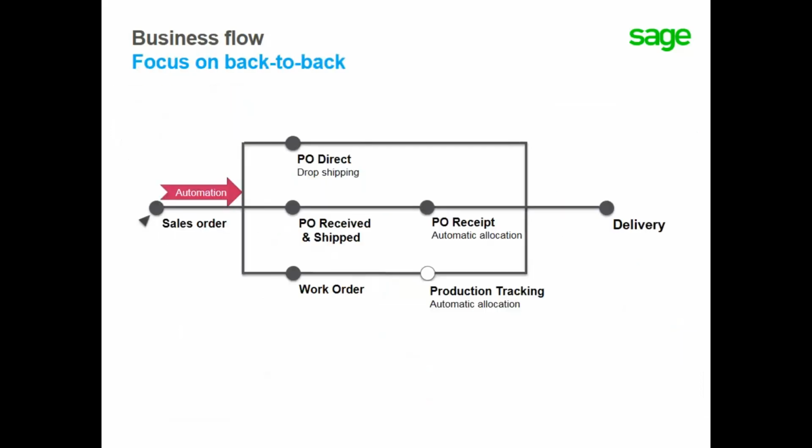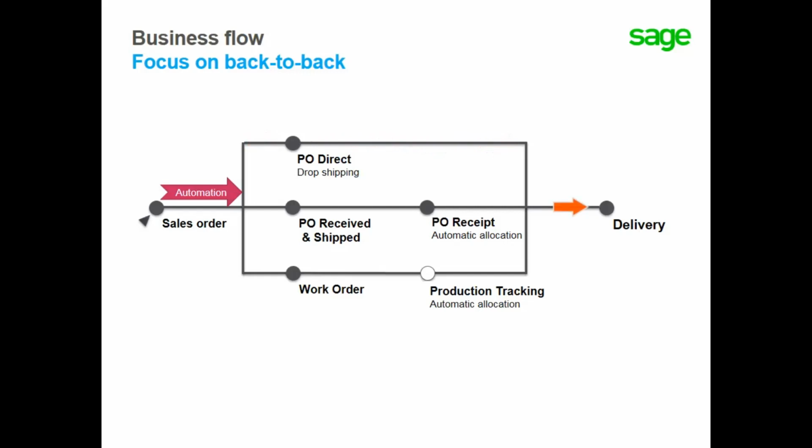Back-to-back allows the automatic generation from the sales order to the related procurement order, a purchase order for bought products, and a work order for manufactured products. To manage the back-to-back process, you have 3 different options. Using the direct purchase order, this option allows your supplier to deliver directly to your customer without having to manage the stock.